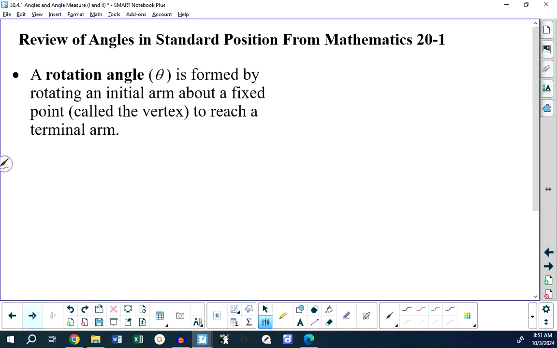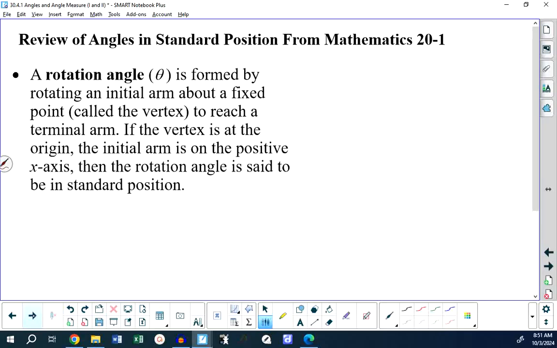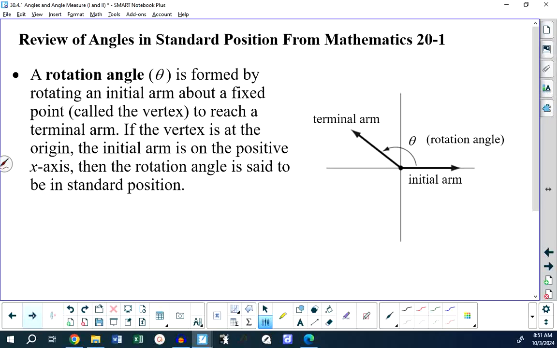An angle in standard position is called a rotation angle. It's formed by rotating an initial arm around or about a fixed point called the vertex to reach a terminal arm. But so that we're all driving on the same side of the road, mathematically speaking, we have something which is called standard position. So the initial arm with a rotation angle in standard position is always on the positive x-axis, and the vertex, the point of rotation, is always at the origin. So that is an angle that we would call a rotation angle in standard position. Does this ring a bell?